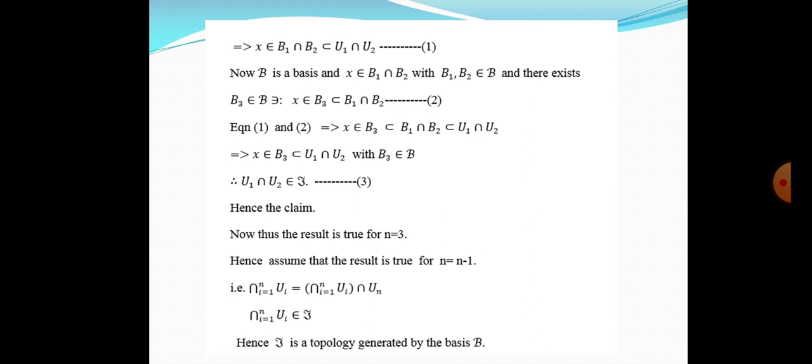Hence, if these three properties are satisfied, it is called a topology. Hence, tau is a topology generated by the basis B.